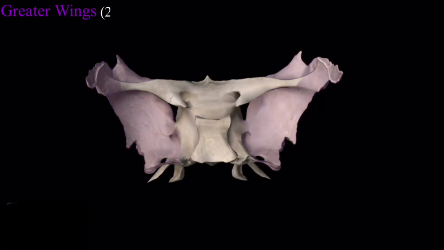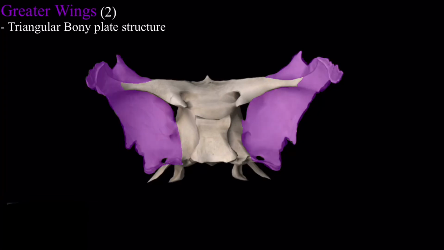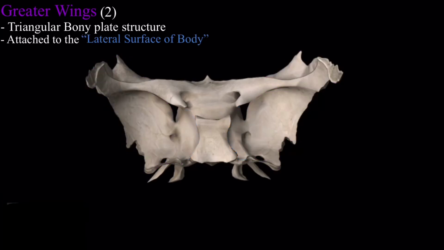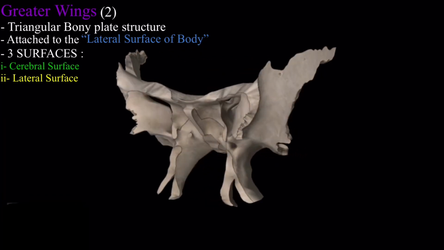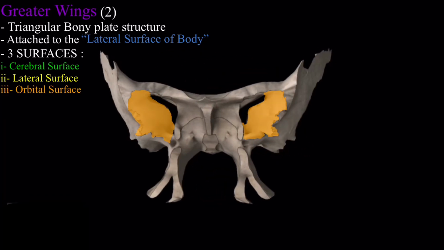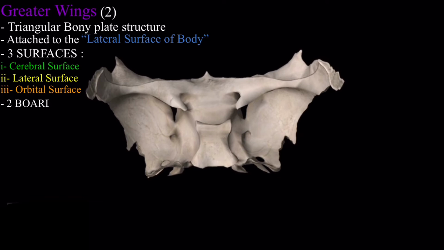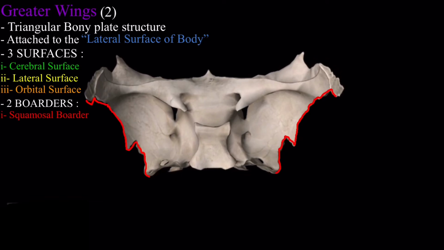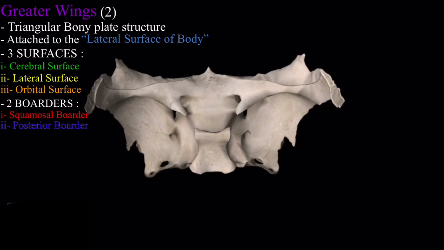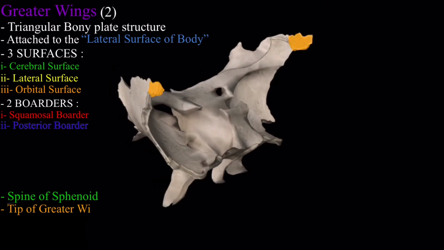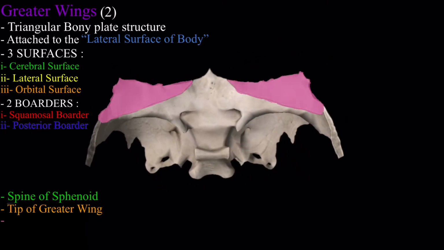There are 2 greater wings having triangular bony plate structure, and they are attached to the lateral surface of the body of the sphenoid. The greater wing has 3 surfaces: the cerebral surface, the lateral surface, and the orbital surface, while it has 2 borders: the squamosal border and the posterior border. Other structures present on the greater wings are the spine of sphenoid, the tip of the greater wings, and the rough triangular area.